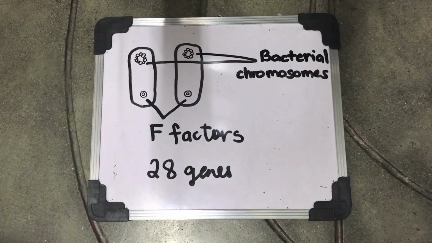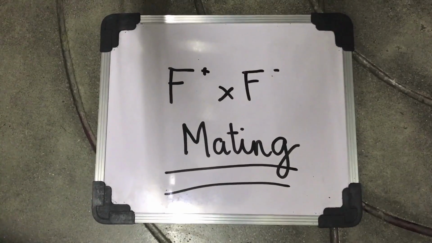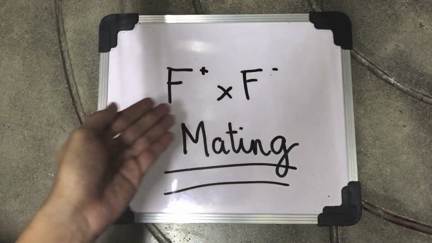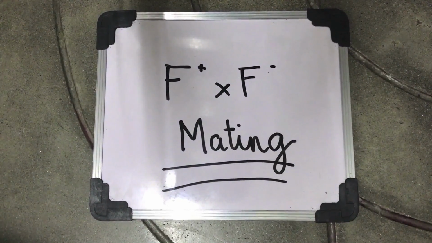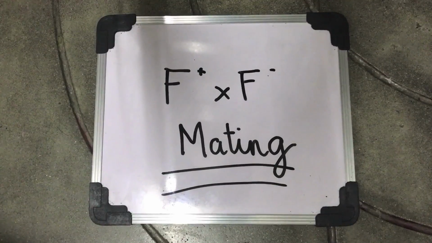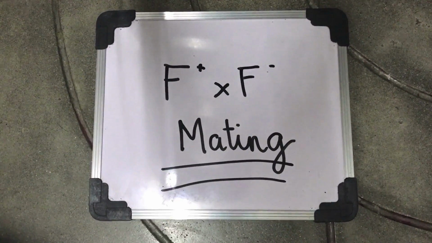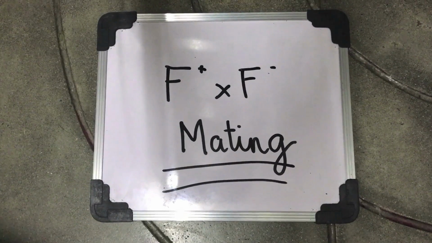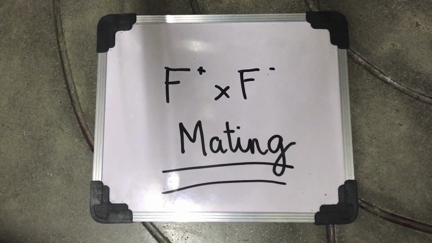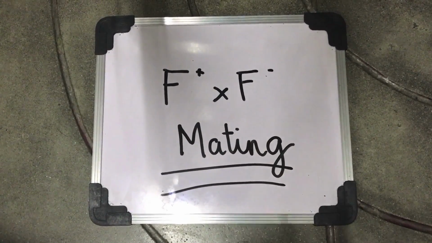There are three types of bacterial conjugations that will be discussed. The first type of bacterial conjugation is the F plus by the F minus mating. Gene transfer is unidirectional, meaning there is a definite donor, which is F plus, or the fertile cell that contains the F factor, and the recipient, the F minus, which is the non-fertile cell and does not contain the F factor.